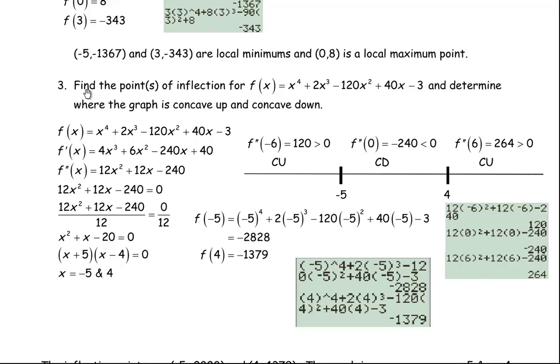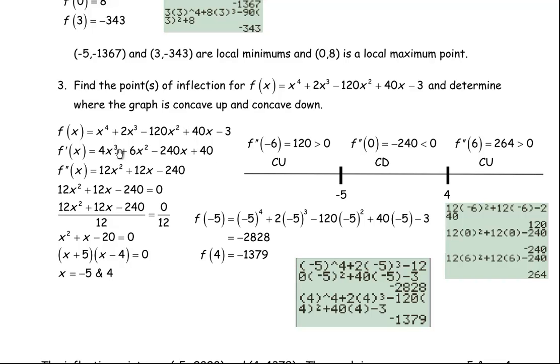For question number 3, you're asked to find the points of inflection for this function and determine where the graph is concave up and concave down. So we take the original function, f of x here, and find its first derivative. So derivative x to the fourth would be 4x cubed. Derivative of this would be 6. 2 times 3 is 6x squared. 2 times negative 120 is negative 240. Decrease the exponent by 1 to 1. And derivative of 40x is 40. The negative 3 is a constant, so its derivative is 0. So that's the first derivative.